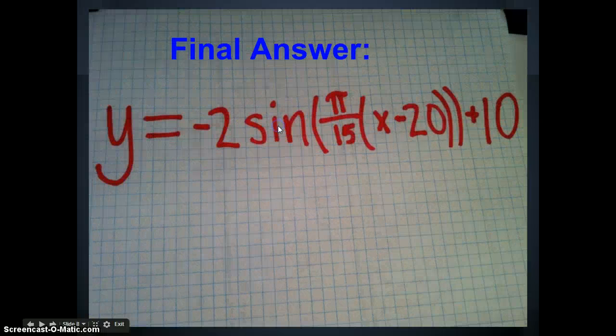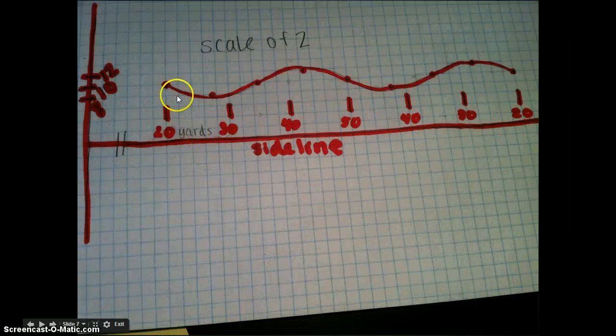Our final answer was y equals -2 times sine of (pi over 15 times (x minus 20)) plus 10. The -2 in front of the sine was used because we needed to have the river come towards the audience in the beginning, with the reflection.